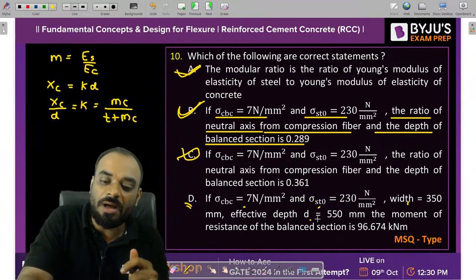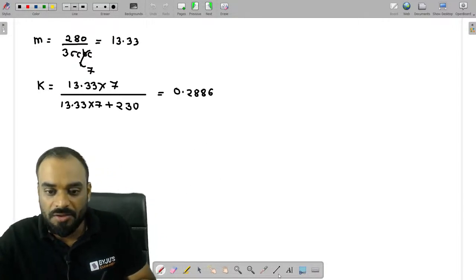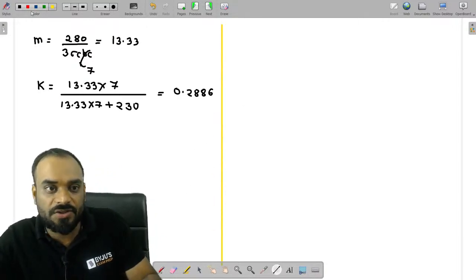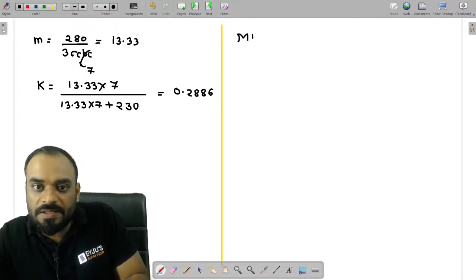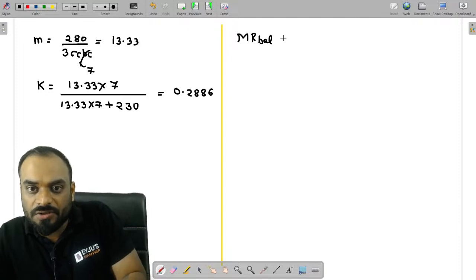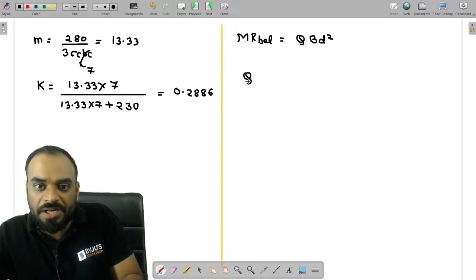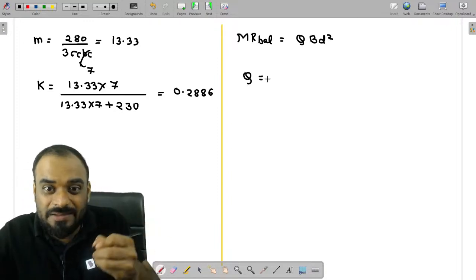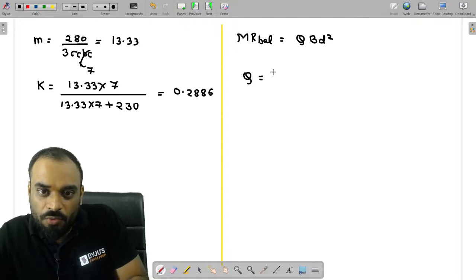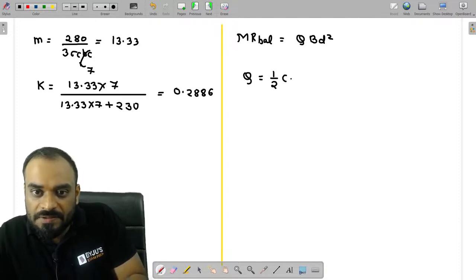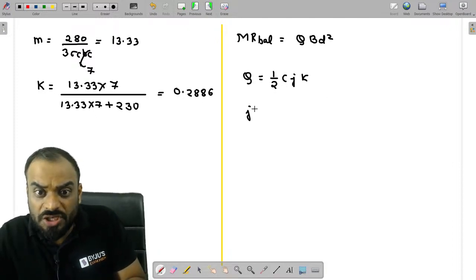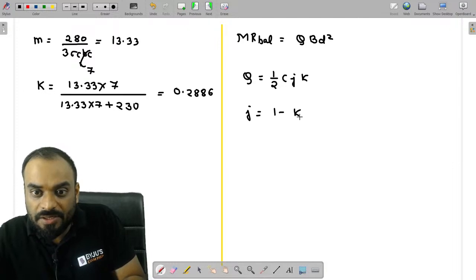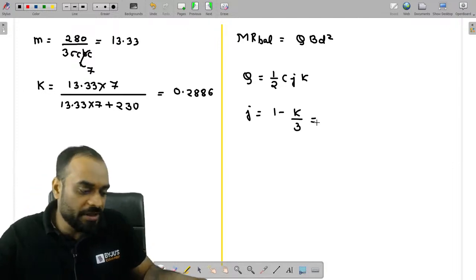Now what is the value of MR? Moment of resistance for the balanced section. So in this case, you need to write QBD square again. But guys, while calculating the value of Q in case of the WSM method, what you have to write? You have to write half CJK. Now we know the value of K, but we have to calculate the J value, which is 1 minus K by 3. Okay. Kindly calculate the value of J first.